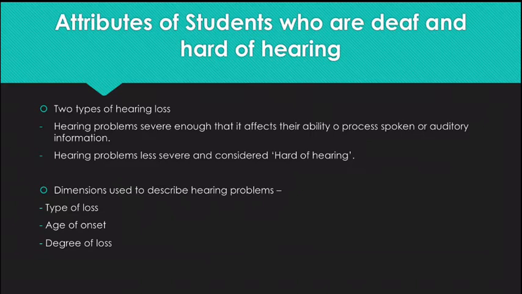Next one is dimensions used to describe hearing problems. There are three: the type of loss, the age of onset, and the degree of loss.